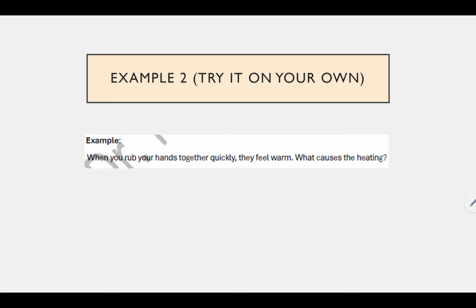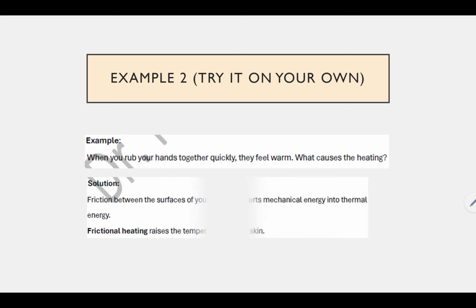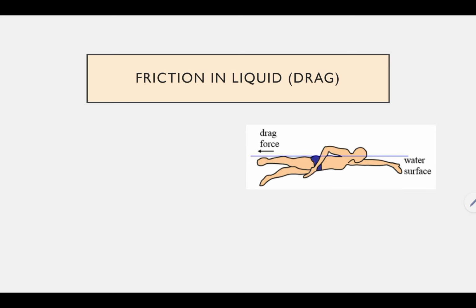When you rub your hands together quickly, they feel warm. What causes the heating? This one's easy. Friction, because it converts the mechanical energy into thermal energy, and hence you feel the frictional heat raising the temperature of your skin.